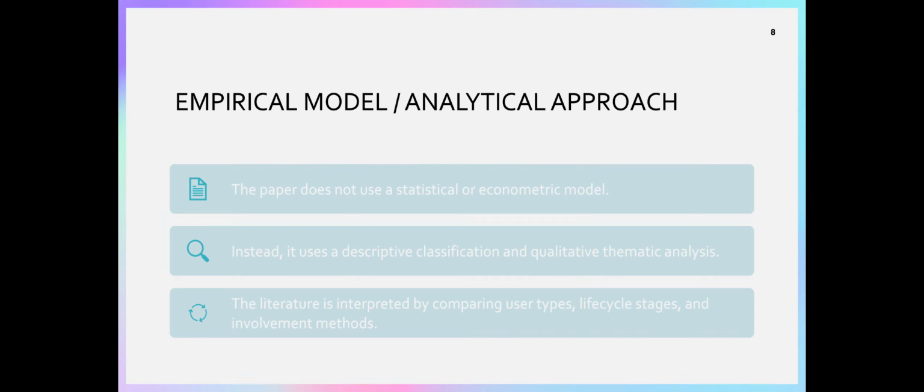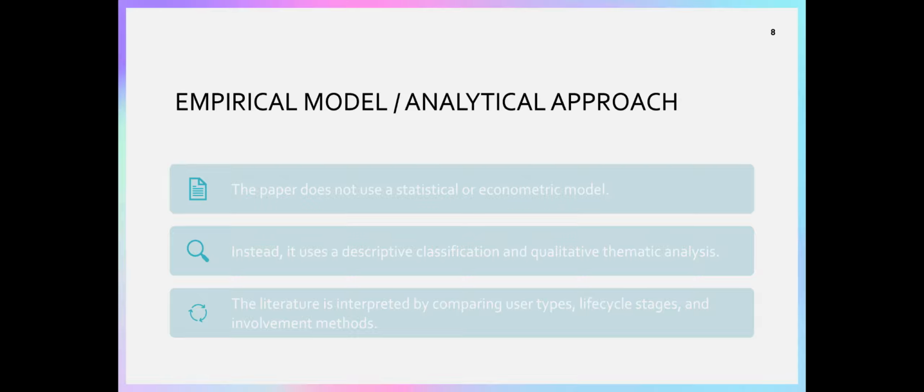The first one is that the authors carried out a structured review of literature from 1980 to 2005. Then after identifying relevant studies, they used qualitative thematic analysis. That means they looked across the literature for recurring themes and patterns. For example, they analyzed which users were involved at which stage and what methods they used to collect users' perspectives.